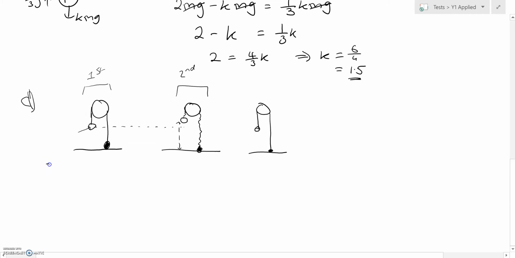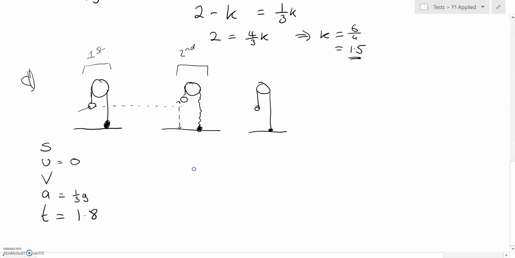And so in phase 1, let's think about what we know. We were told that Q descends for 1.8 seconds, and the acceleration was 1/3 G. I'm going to leave it as 1/3 G because the answer is also in terms of G. We don't know V. We know it started from rest. So we have 3 bits of information, which means that we can work out anything that we want.